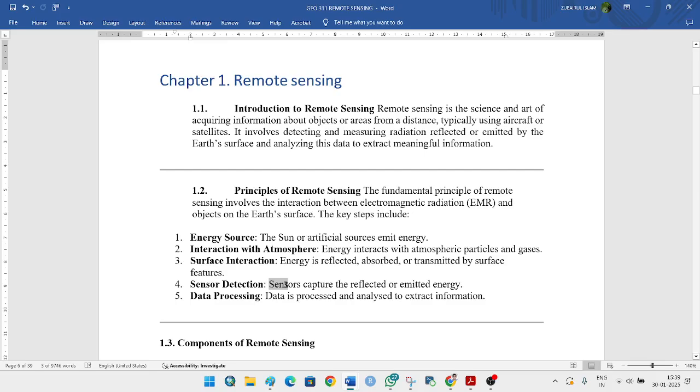Then we need to know about the sensors, because different programs are there, like the Landsat program and the Sentinel program. These programs have sensors and these sensors have characteristics. So we need to know the characteristics of the sensors because when we do data analysis, we have to write the sensor characteristics. Then data processing is the part when you use satellite data for remote sensing analysis. These are the principles of remote sensing.